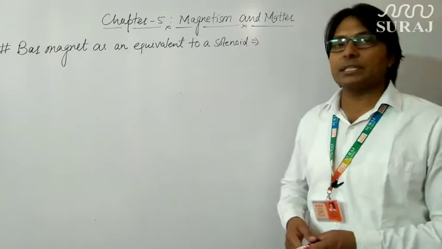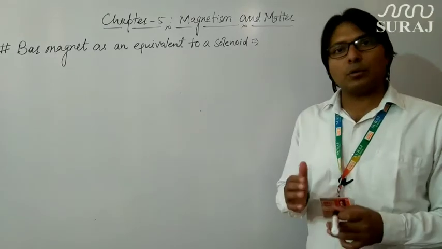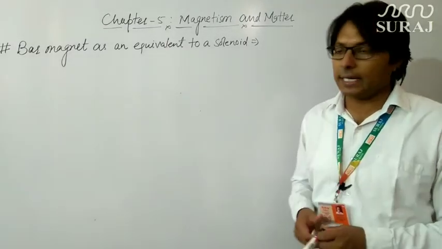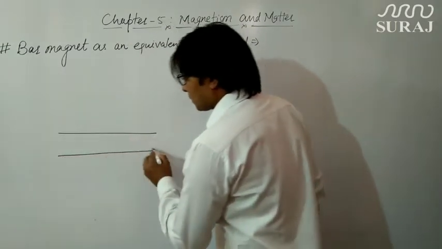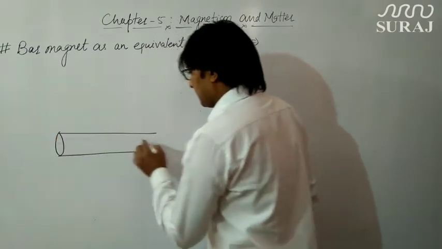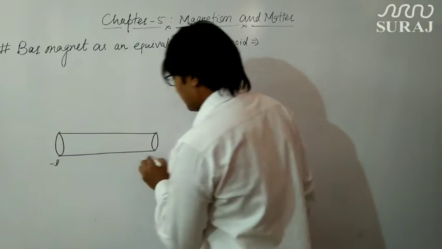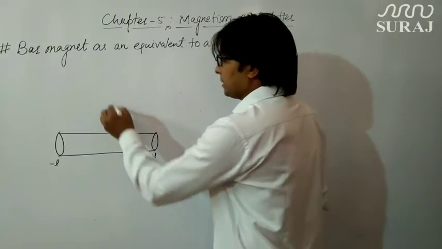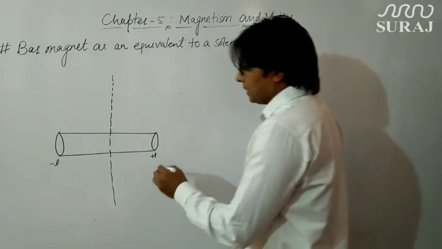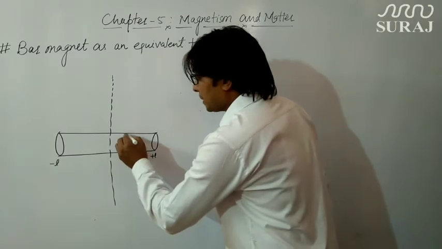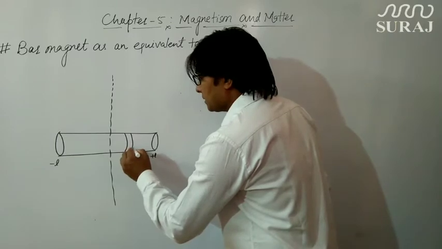So let us start with a solenoid which carries current I per turn and number of turns per unit length as small n. So this is a solenoid, suppose, whose length I have considered as 2L, from minus L to plus L, so the total length becomes 2L. This is the center of the solenoid.